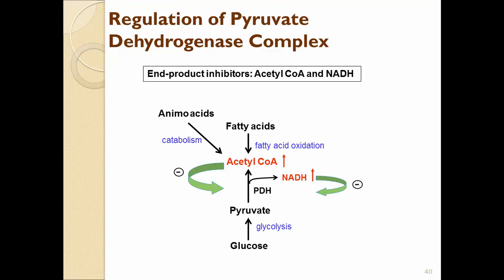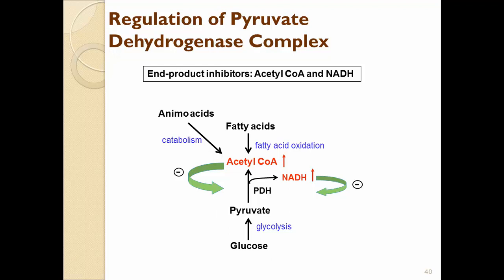That probably makes sense, right? If we have already made a lot of energy, and NADH or acetyl-CoA molecules are generated, then we need to tell the enzyme to slow down. We don't need more energy, right? So these two products of the enzymatic reaction go back to inhibit the enzyme activity to allow the reaction to slow down.